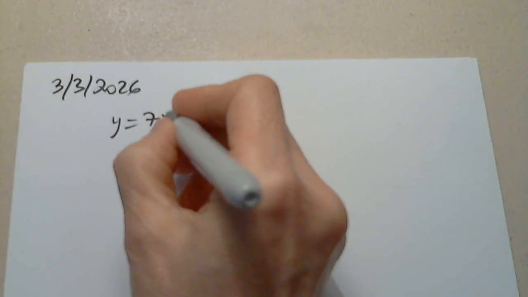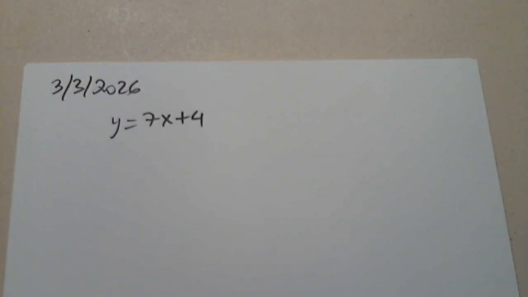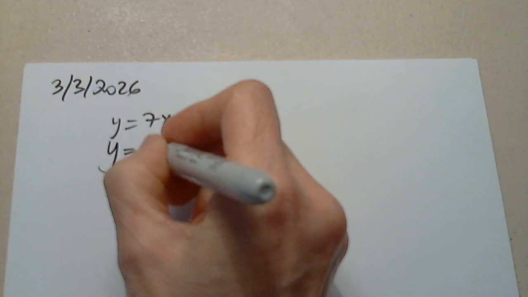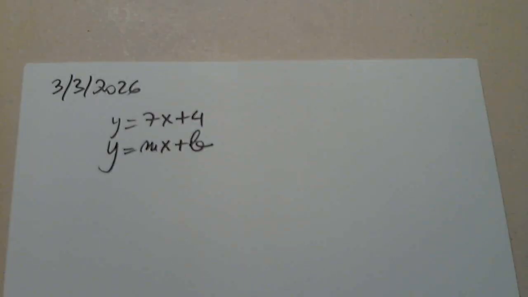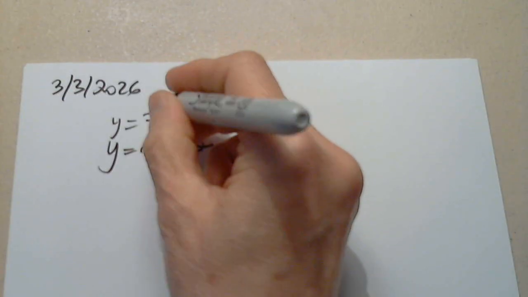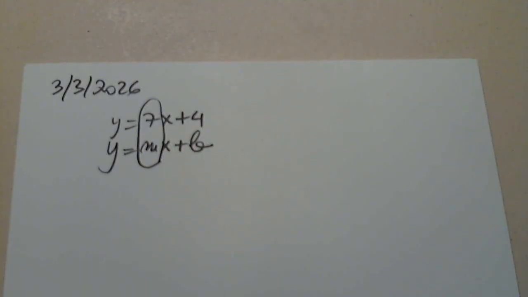Given an equation like this one, y equals 7x plus 4, we're asked to find the slope and the y-intercept. All we have to do is rewrite the slope-intercept form right under the equation. And I simply identify the coefficient in front of x.